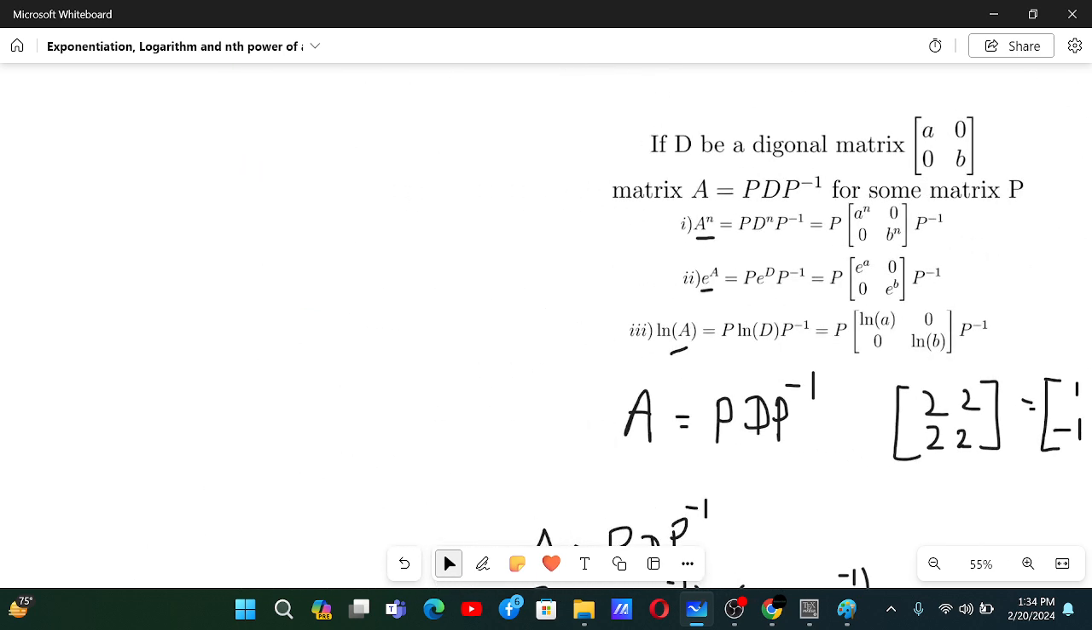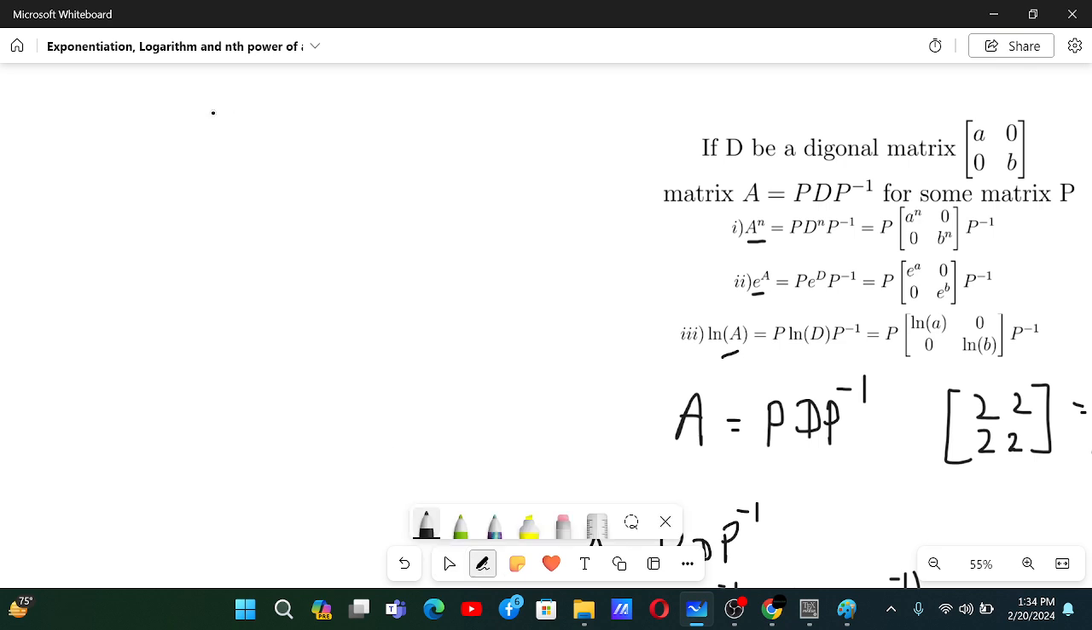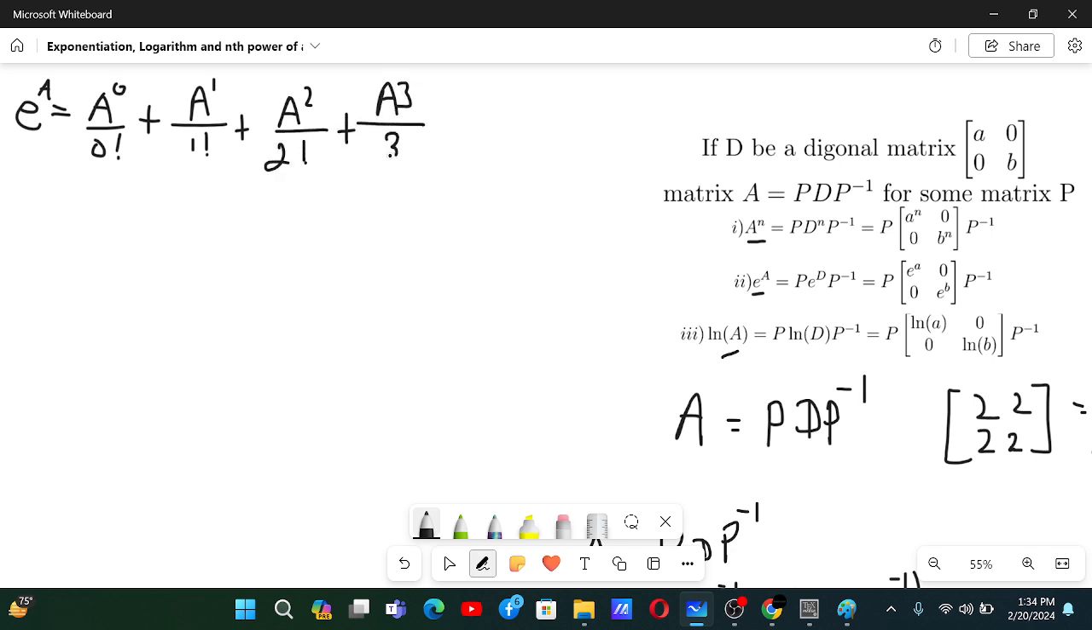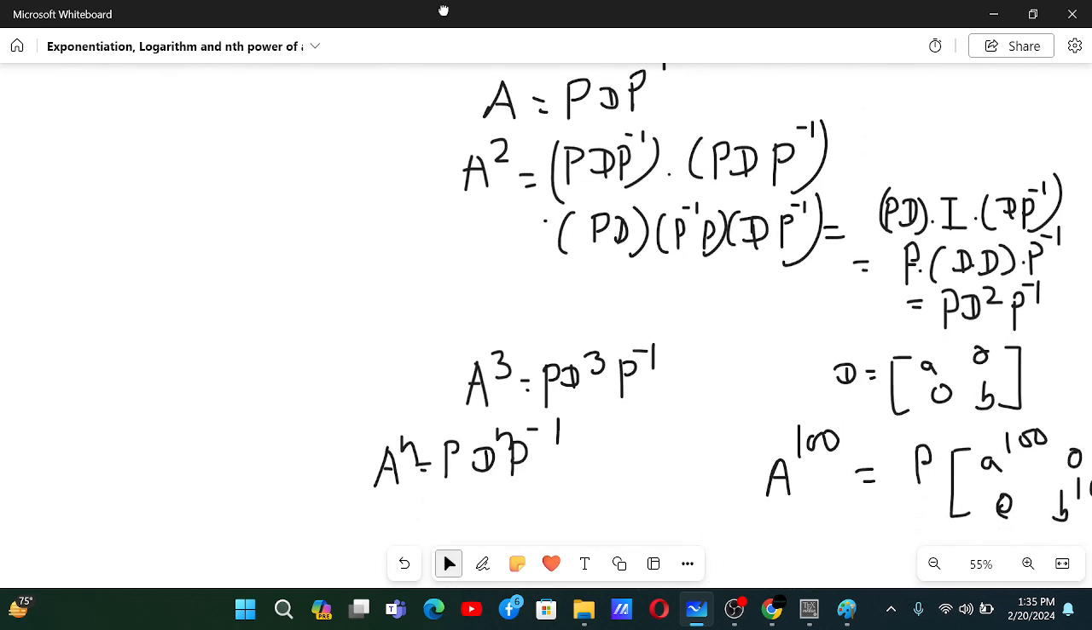Now let's see how to raise e to the power of a matrix A. Let's say we want to find e to the power A. We will use the series expansion for e, so we can write this as A to the power 0 by 0 factorial plus A to the power 1 by 1 factorial plus A square by 2 factorial plus A cube by 3 factorial and so on. Now to find A to the power 0, we already know that this is P D to the power 0 times P inverse by 0 factorial. If you ask me how, I already showed you how to raise a matrix to the nth power.